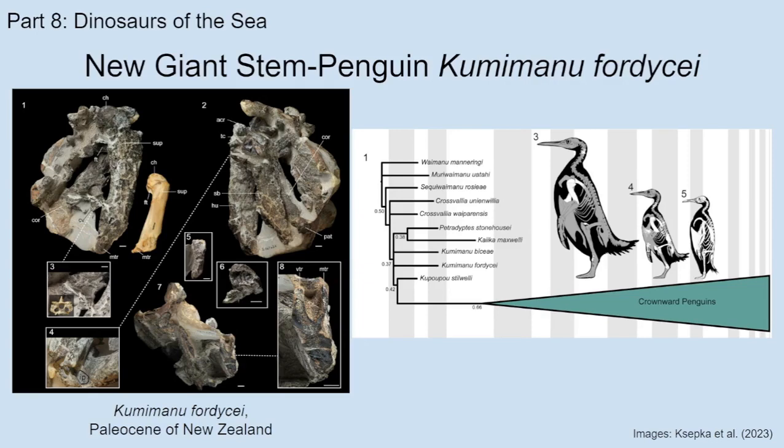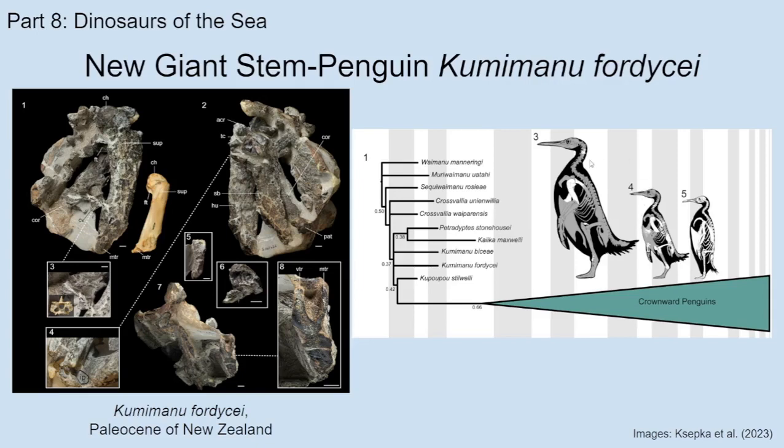So that's pretty damn cool. In terms of the overall height of Kumimanu fordyci, it's very difficult to estimate because we do not have its hind limb bones, so we don't know exactly how tall it would have stood. But if we go off proportions in other stem penguins, the author suggests that it was probably somewhere in the range of 1.6 meters tall. So it's not as tall as the tallest people, but it's pretty darn tall for a penguin.